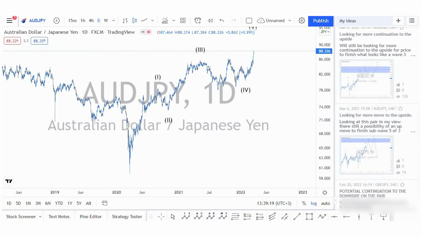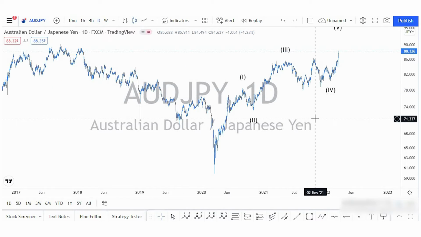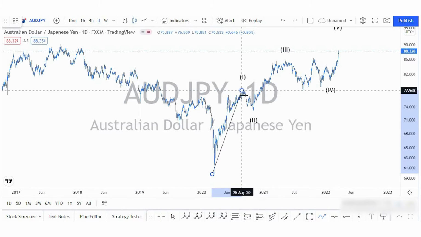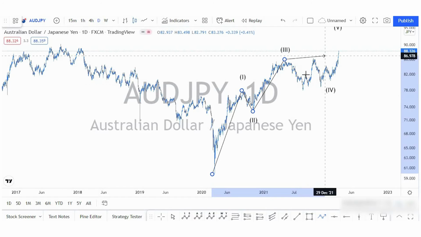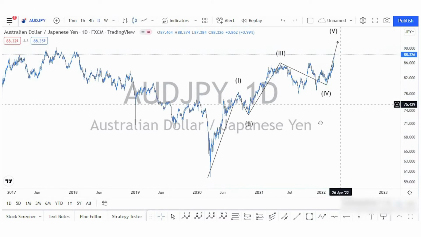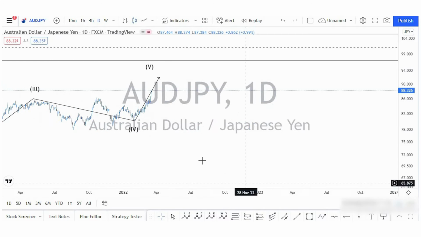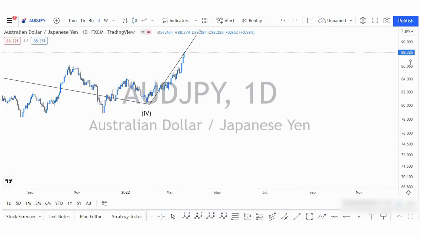Now, going back again to this week on a daily time frame, my analysis is pretty much the same. I'm still expecting more moves to the upside. Like you can see right now, my count is still 1, 2, 3, this whole move here as wave 4, and now back to finish the 5th wave to the upside. But looking again at this wave 5, let me just zoom in.